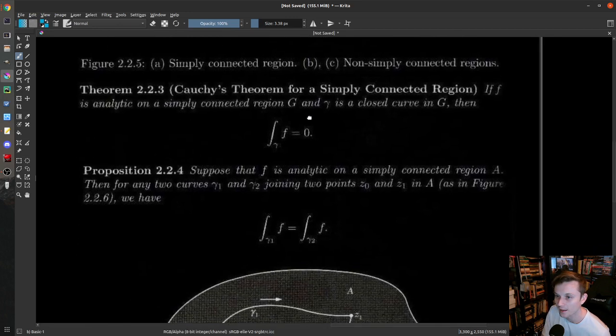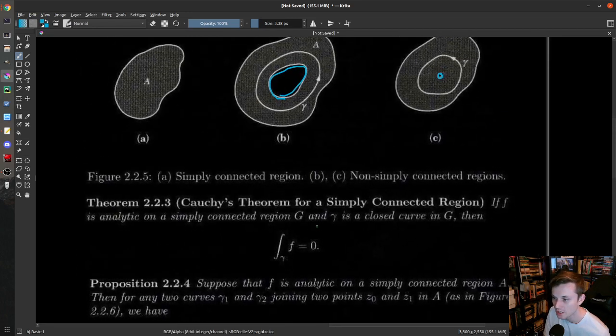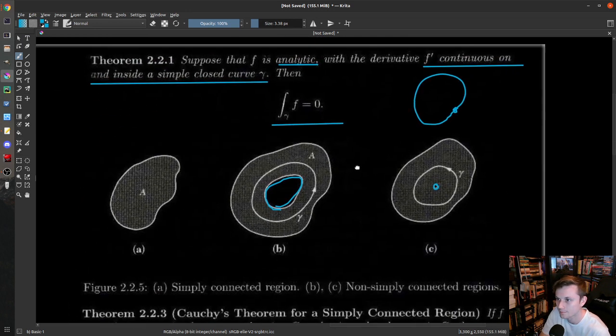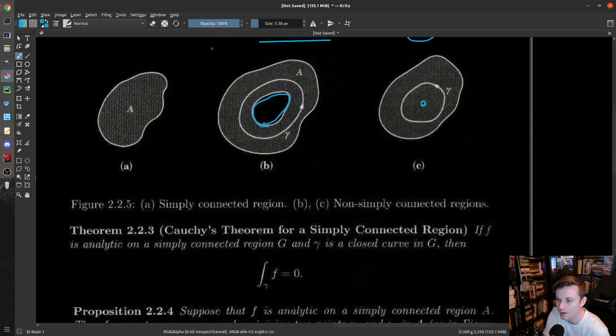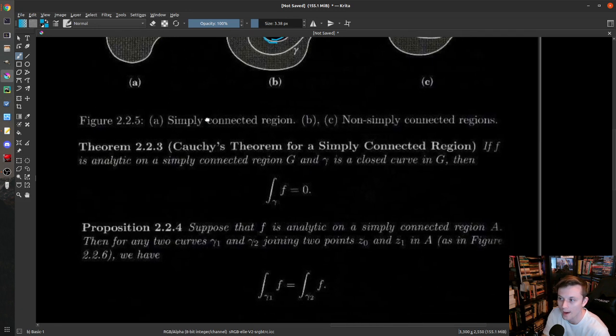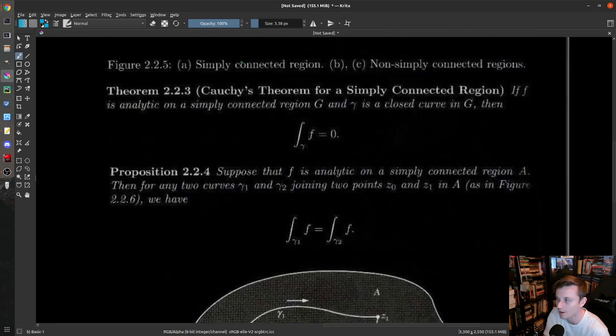So if f is analytic on a simply connected region G and gamma is a closed curve in G, then the contour integral of f about gamma is 0. So notice we got rid of simplicity right here, right? We didn't require a simple closed curve, but we'll talk a lot more about the various conditions we can throw on closed curves, like rectifiability and other concepts like this, in the next section.